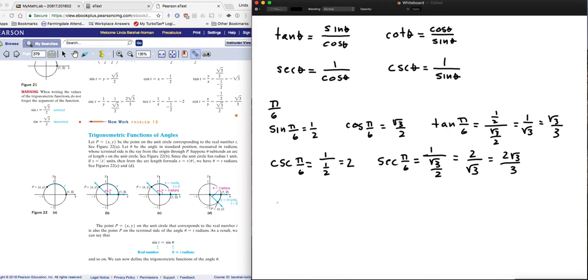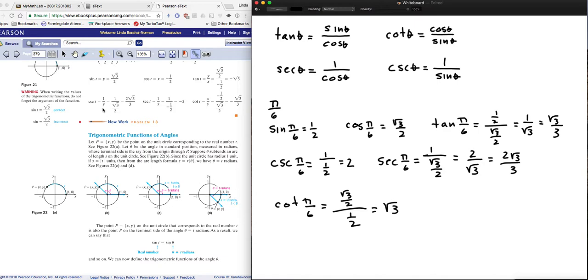All right, how about cotangent pi over 6? Well, that is 1 over tangent, or cosine over sine, right? Because we have it written here, right? So it's a reciprocal of tangent. So I'm going to write it that way. All right, cosine over sine, which is going to reduce to rad 3. All right, so all I need is sine and cosine. If I have sine and cosine, I have everything. All right.